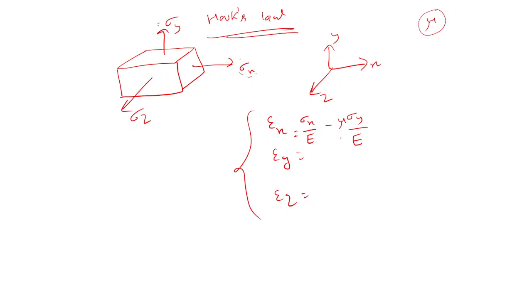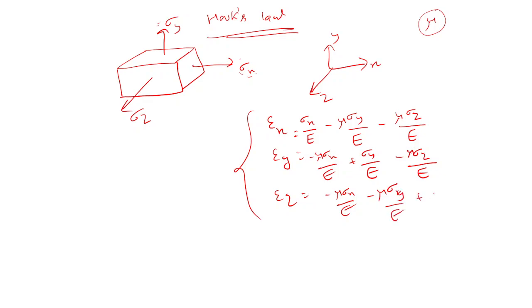This is clear. If anyone is not getting this, why and how it came, then I can tell. Need not tell, right? Minus mu sigma y by E. In the similar way, we can write minus mu sigma x by E here, plus sigma y by E here, and minus mu sigma z by E here. Here minus mu sigma x by E plus, sorry, minus mu sigma x y by E plus sigma z by E. It is clear, right?